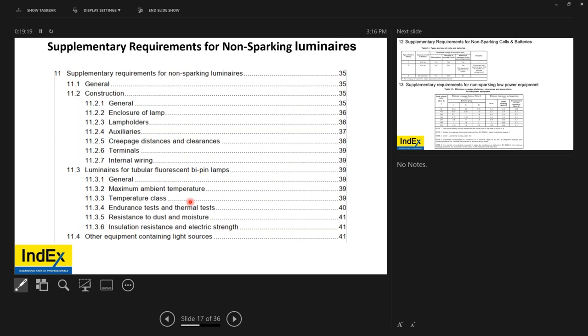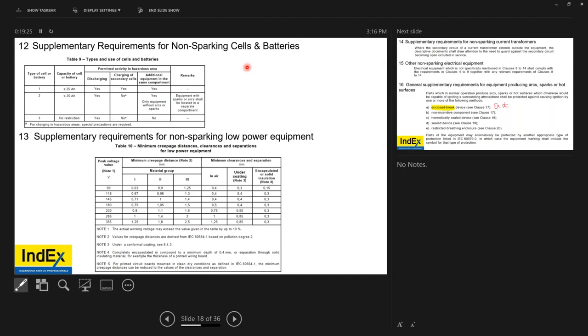Now, supplementary requirements for non-sparking batteries and cells. Big, huge standard. So what do we look at? Well, they identified them as type 1, 2, or 3 battery cells. And they said type 3 had no restrictions, permitted activities in hazardous areas, discharging. Only discharging. Could not be for charging of secondary cells or additional equipment in the same compartment. So the safest battery type was type 1.